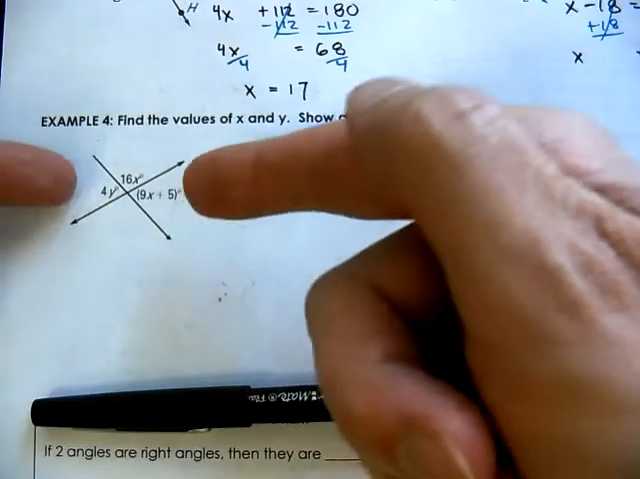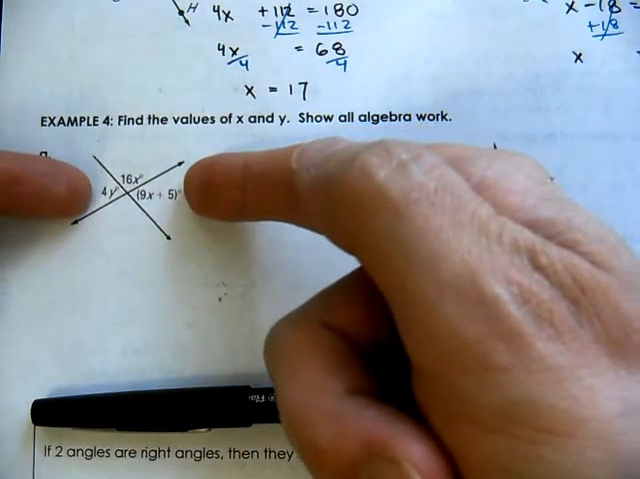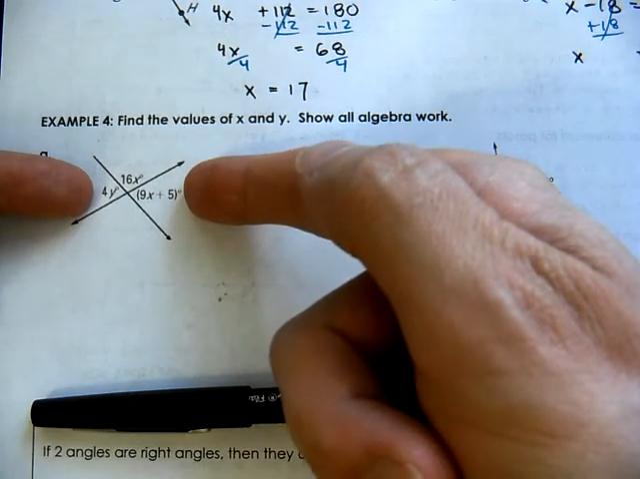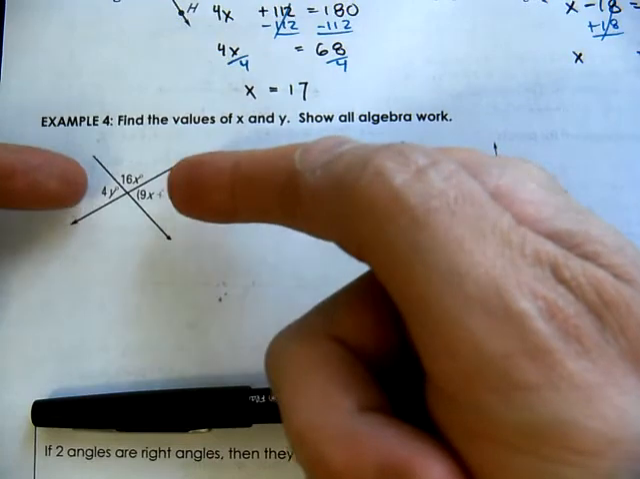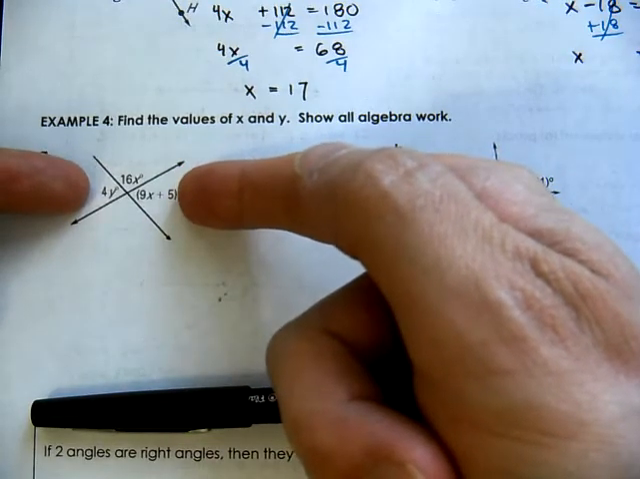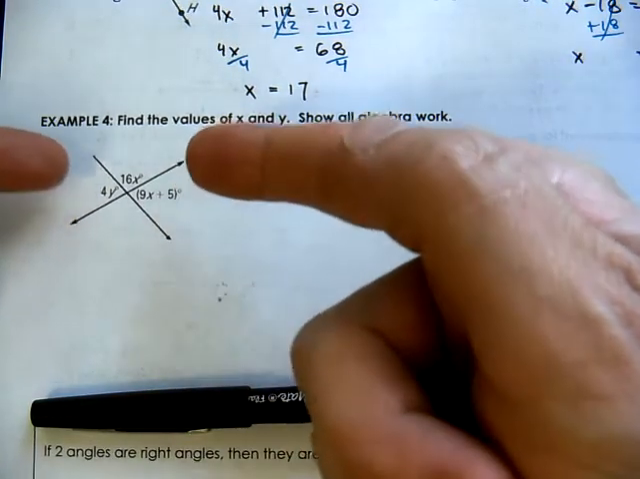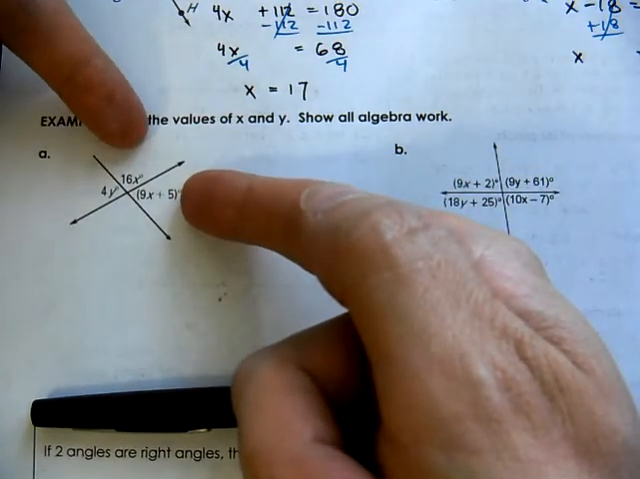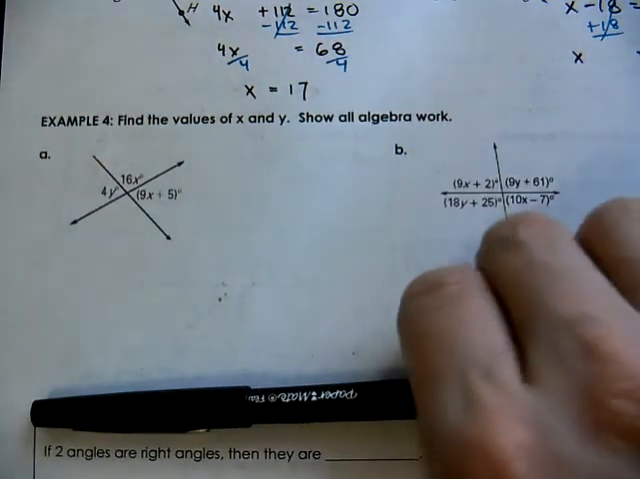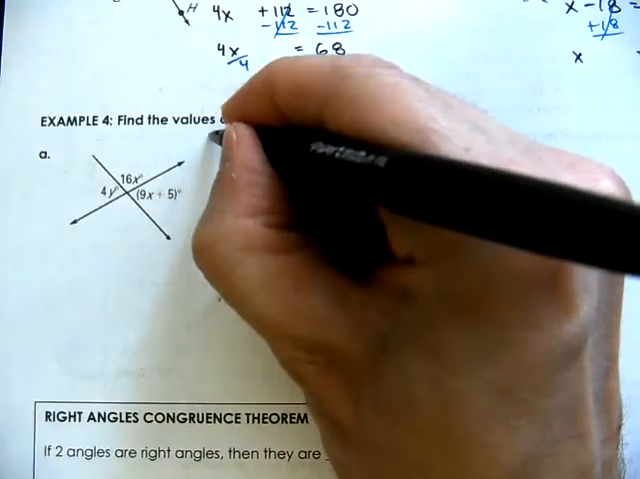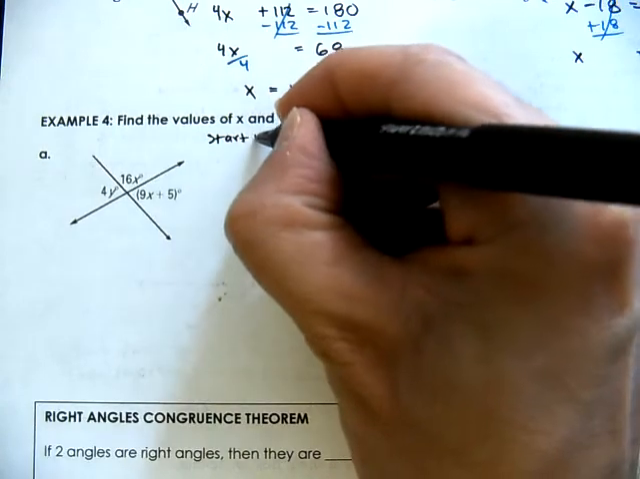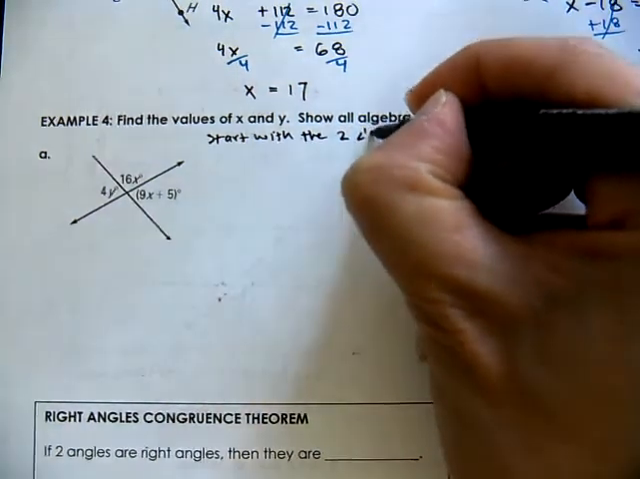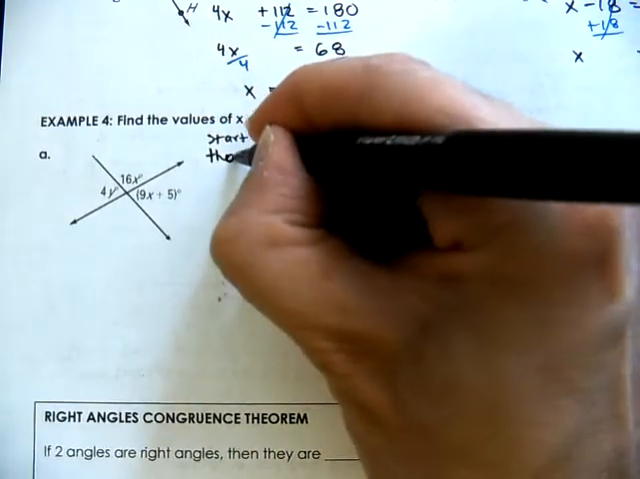Alright? Well, here's some vertical angles. We know vertical angles are congruent. We can set those equal to each other, right? Yes, but we can't solve it because they are 2 different variables and we just won't be able to make any progress. So when you are picking your angles to start, you want to pick 2 angles that have the same variable. That's where you need to start. So I'm going to write that note down here. Start with the 2 angles that have the same variable.